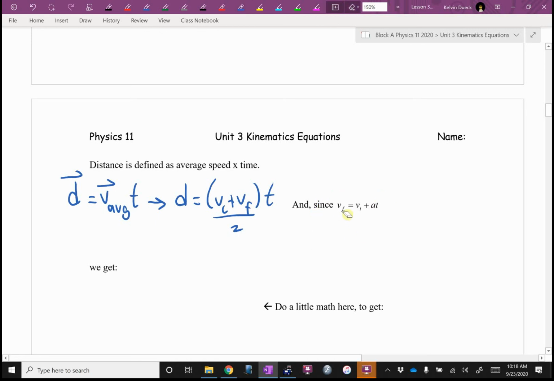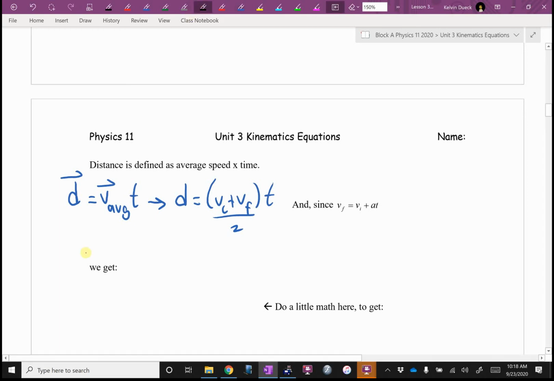Max, can you read me this equation the same way I just did? Read it again. What does VF equal? Wherever I see a VF, what can I write instead? So what can I replace this VF with here? That's what we're going to do next.